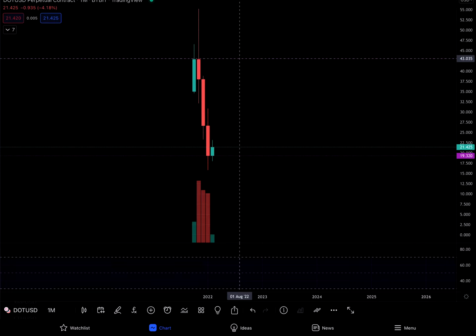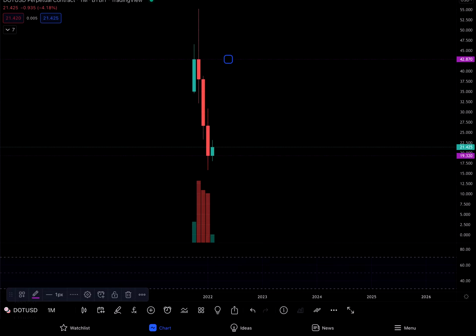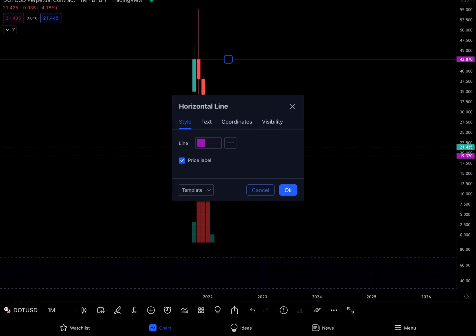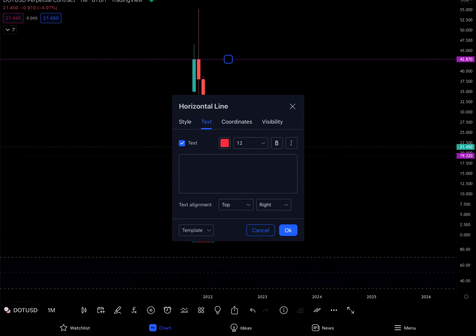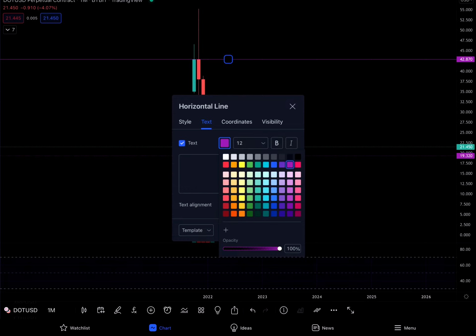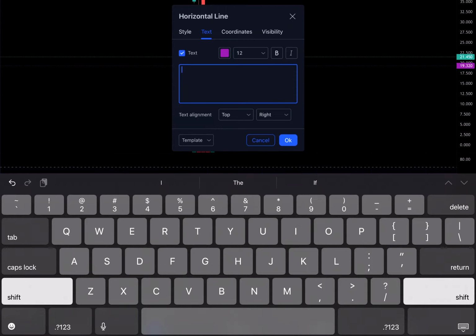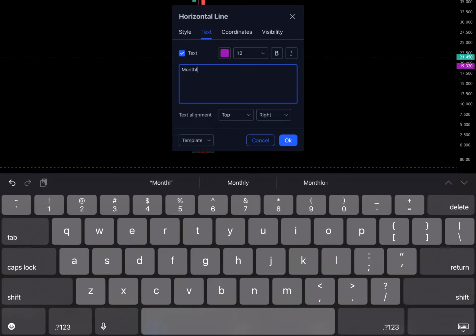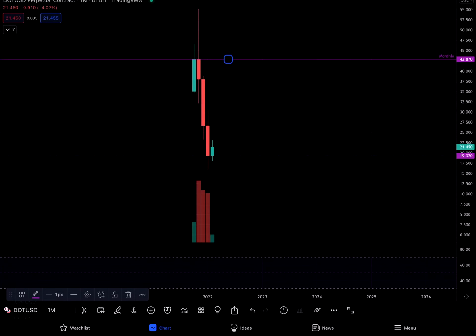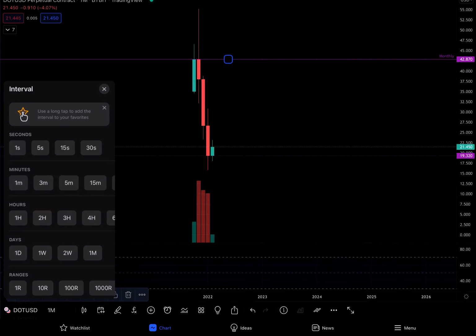We'll put one up here too, but that is a confirmed level, so we're going to make that a regular line. And then a lot of times I'll come in and add text to them as well, just to help keep them organized. Call that monthly. All right. That'll do for that. So let's go into the weekly chart real quick.